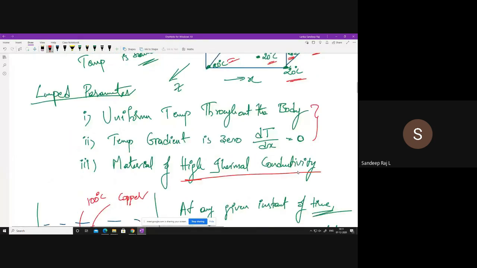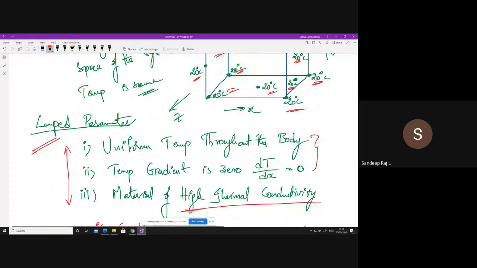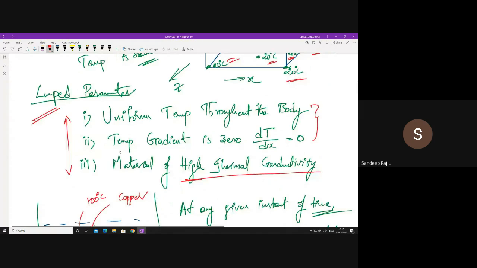There are 3 basic things that you should remember as far as the lumped parameter system is concerned. In the lumped parameter system, these 3 things should be satisfied and kept in mind. As I have already mentioned in this example, uniform temperature should be maintained throughout the body. Wherever you take, the temperature should be the same in a given body. Then the second thing is the temperature gradient is zero. That is, the temperature variation with respect to the position is zero.